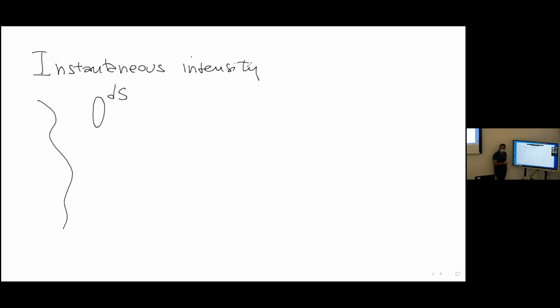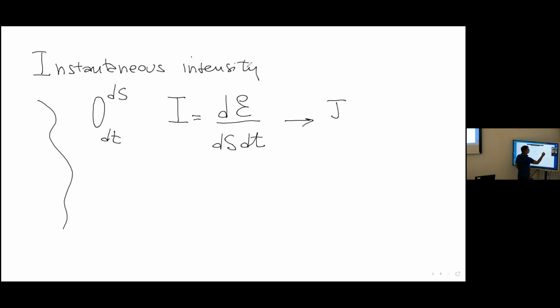So, for example, you wait for a time dt, the so-called instantaneous intensity is the energy that crosses your surface per unit time, okay? And this intensity, therefore, is measured in joule divided by square meters seconds. Since the ratio between joules and seconds is watts, this is measured in watt per square meter. So this is the instantaneous intensity that crosses a surface, okay?